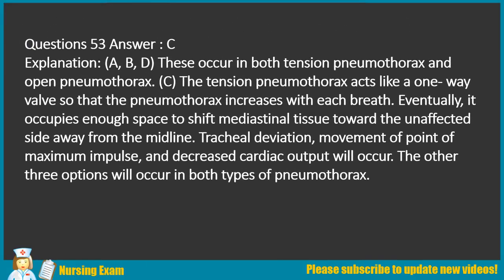Question 53 answer, C. Explanation. A, B, D. These occur in both tension pneumothorax and open pneumothorax. C. The tension pneumothorax acts like a one-way valve so that the pneumothorax increases with each breath. Eventually, it occupies enough space to shift mediastinal tissue toward the unaffected side away from the midline. Tracheal deviation, movement of point of maximum impulse, and decreased cardiac output will occur. The other three options will occur in both types of pneumothorax.